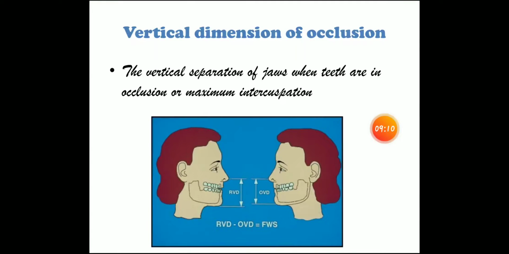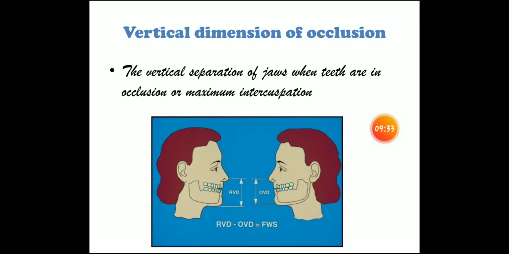Now the vertical dimension of occlusion is the vertical separation of the jaws when the teeth are in occlusion or maximum intercuspation. You know what is maximum intercuspation? That is when every cusp coincides with the corresponding grooves or fossae. So the vertical dimension established when the teeth are in occlusion is called vertical dimension at occlusion.